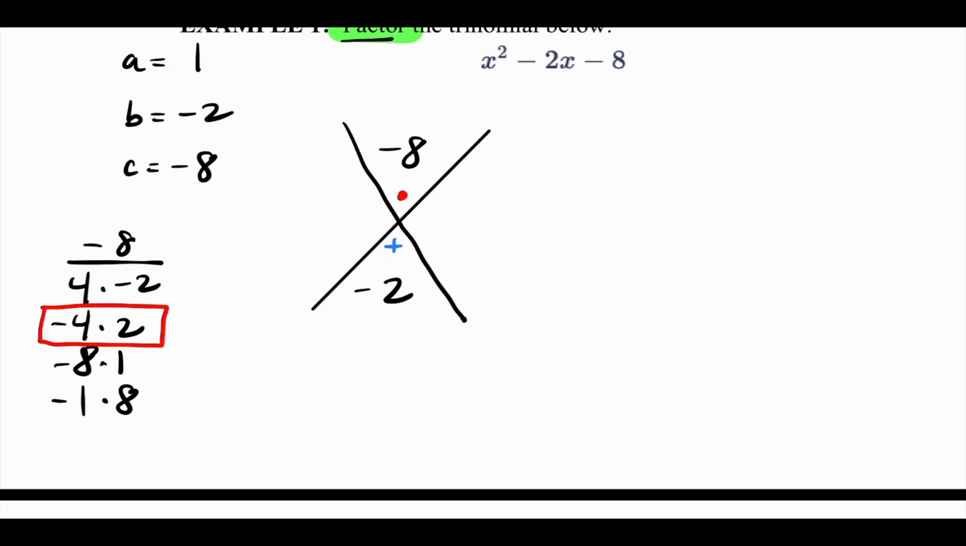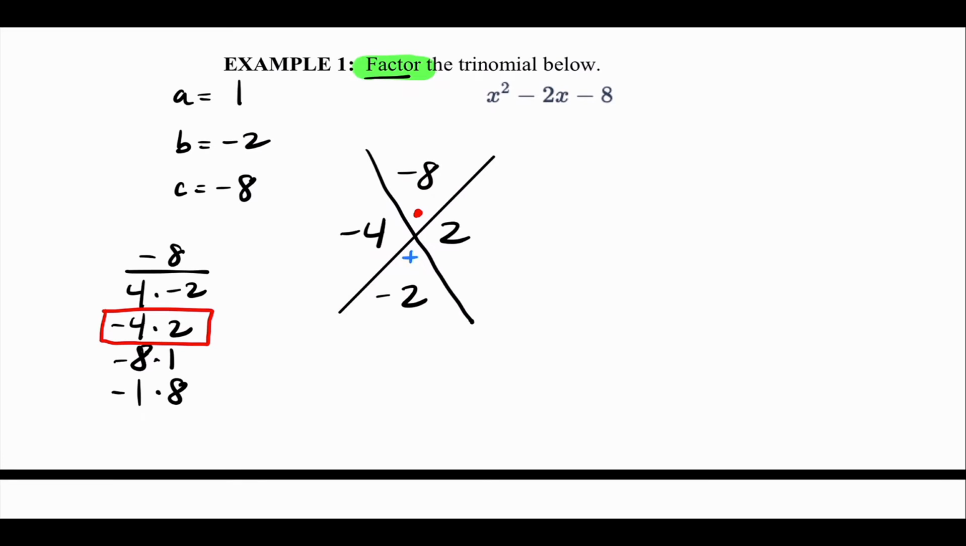Okay, right there. -4 plus 2 is -2. So it fills both criteria. They multiply to be -8, and they add to be -2. Those are our two numbers. So we write them down: -4, +2. That's the X, or the diamond. Some teachers call it the diamond, some teachers call it the X. It's the same thing.